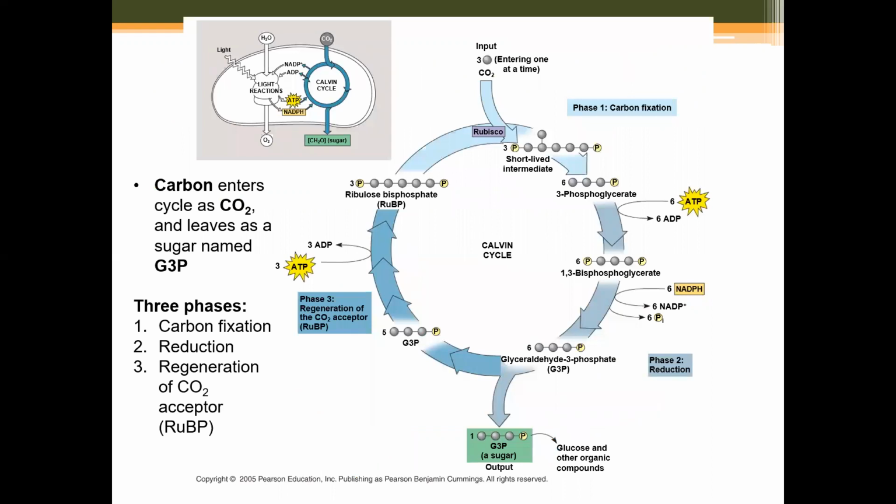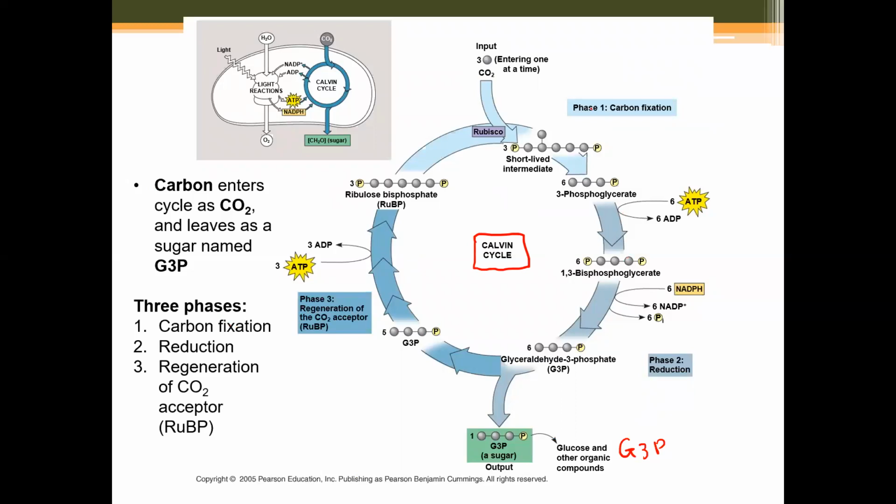Now, take a look at this. You'll find this in your textbook. Don't worry, you don't have to memorize this, but we do want to understand a little bit about this Calvin cycle. Carbon enters the cycle as carbon dioxide and leaves as G3P. That's the sugar, it's called.